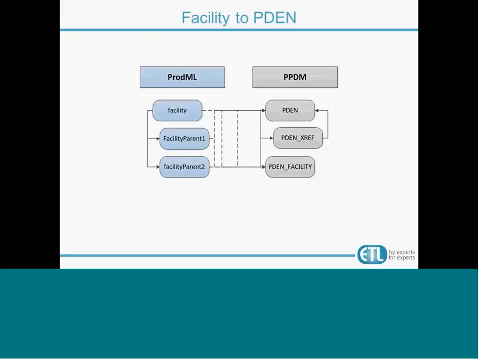So just to explain it in a little bit more detail, initially we're going to look at moving the facility over to the production entity, and also the facility parent will be moved, again to a production entity, via the production entity cross-reference table, and we'll also be creating production entity facilities for each facility as we go along.